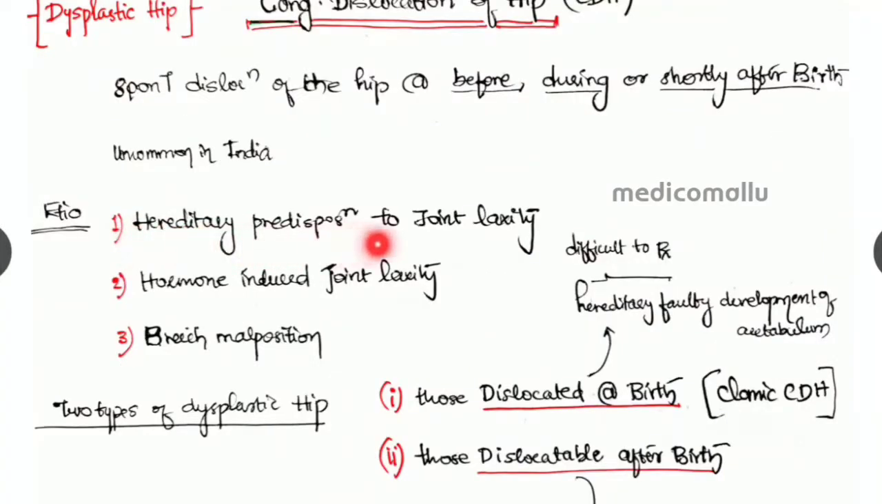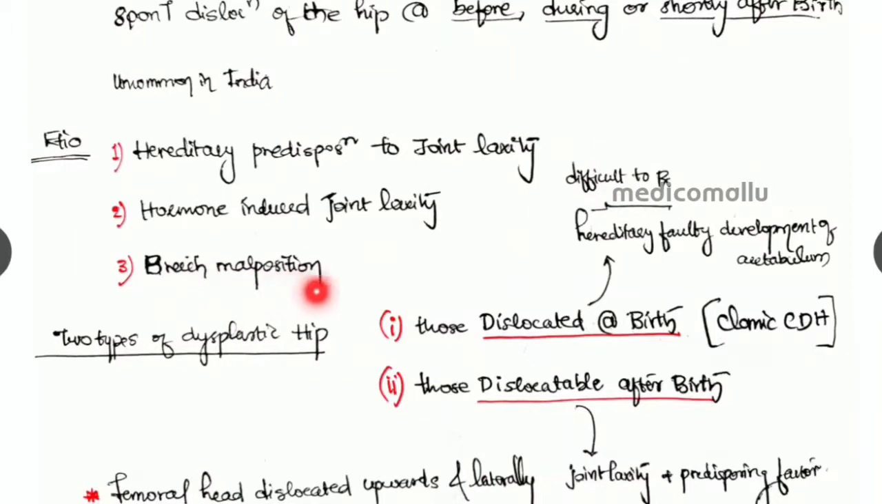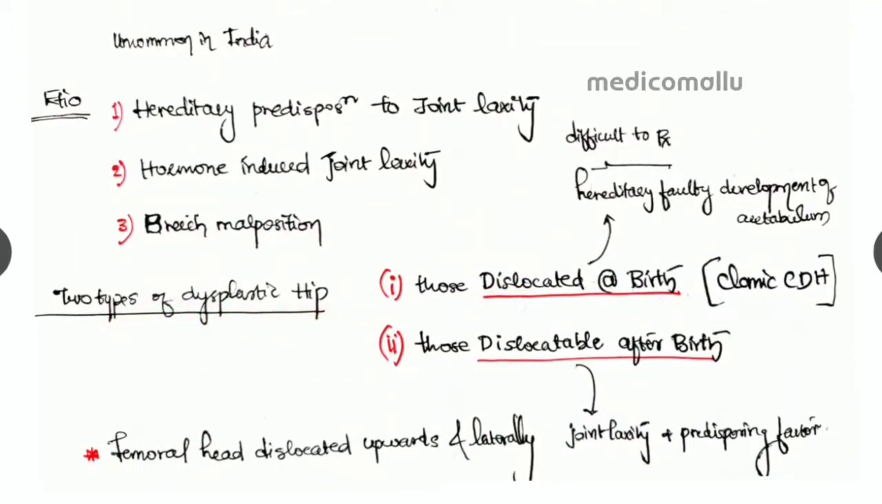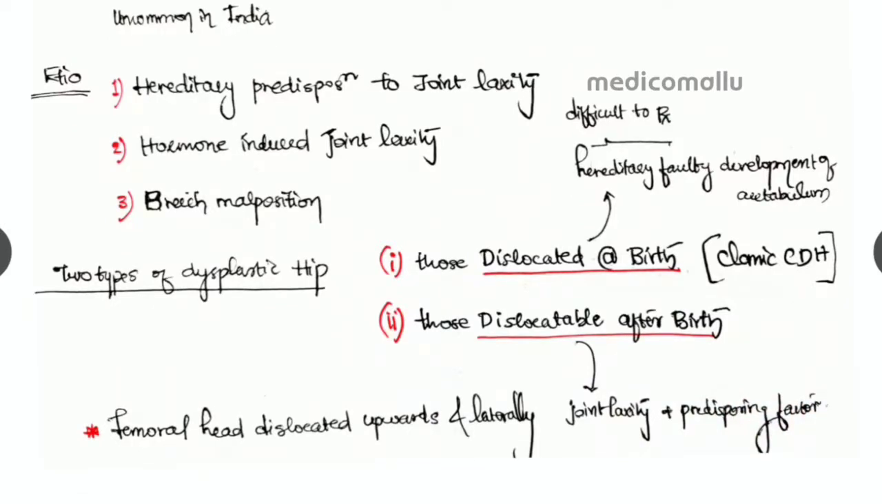Etiology: hereditary predisposition to joint laxity is an etiology. There is hormone-induced joint laxity in case of breech malpositioning. Two types of dysplastic hip are seen. The first one is those dislocated at birth, the classic congenital dislocation, and it is difficult to treat. Why? Because of the hereditary faulty development of the acetabulum. Whereas the second type is those dislocated after birth, mostly due to joint laxity with some predisposing factor, and that is less difficult to treat.